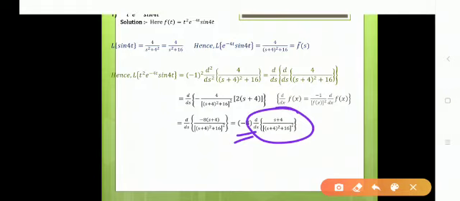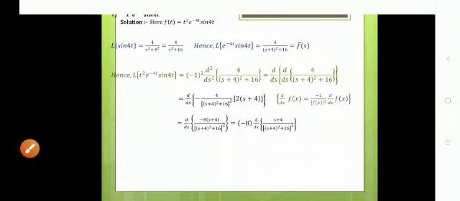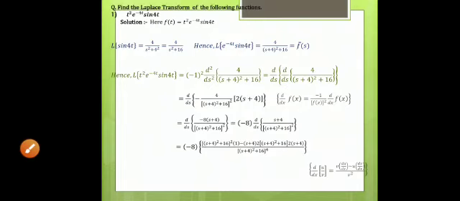So applying the rule, we get this term, minus 8 is a multiplier, and the rule is written over here.